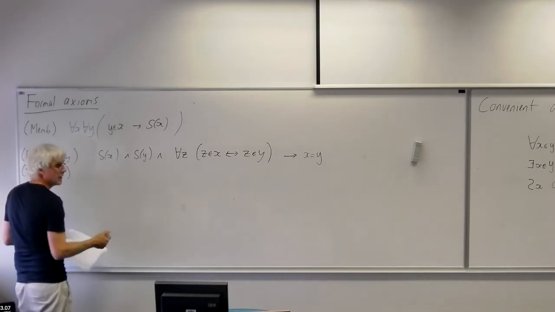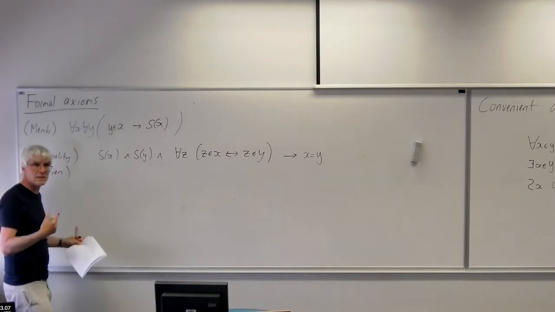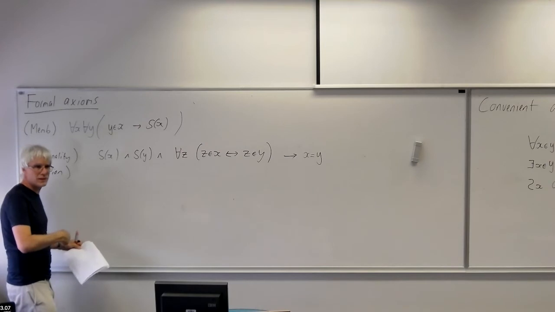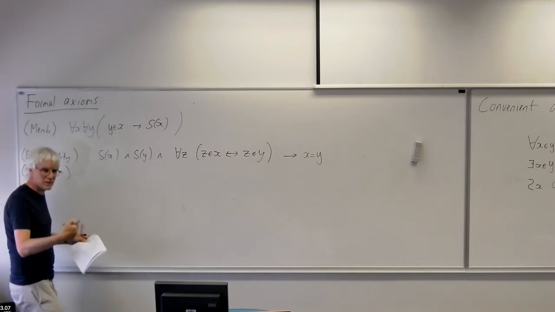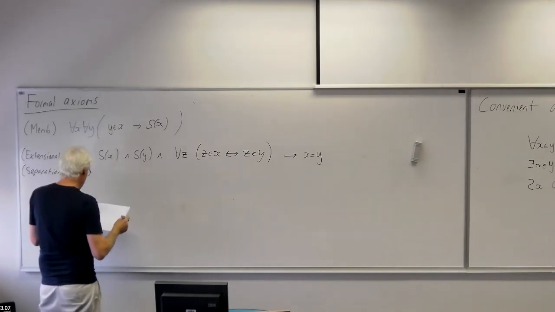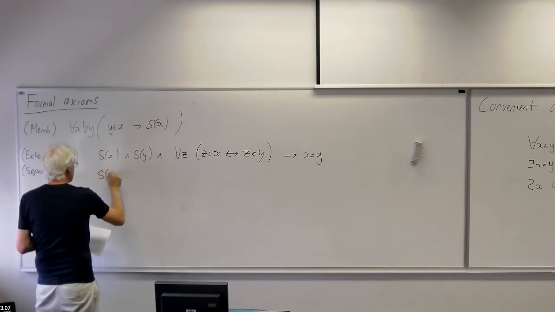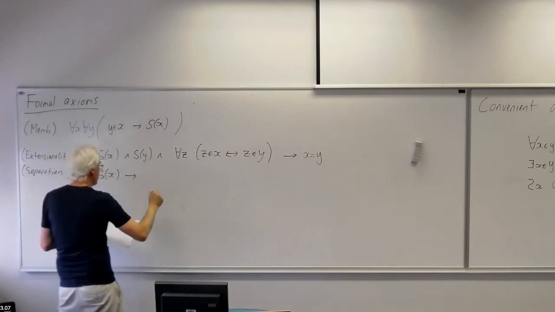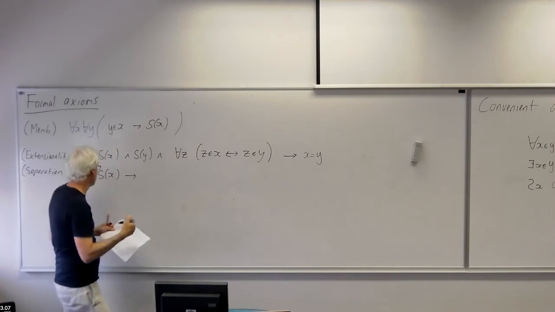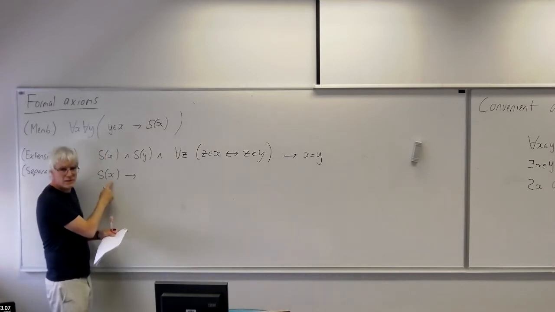So the separation axiom, remember it said, for any class, if we've got a set, then the elements of the set that belong to any given class also form a set. So we can restrict the set to elements that belong to a given class. Again, we're going to see how we deal with classes in our language here. So if X is a set, then what we want to say is the collection of all elements Y belonging to X that belong to a class.